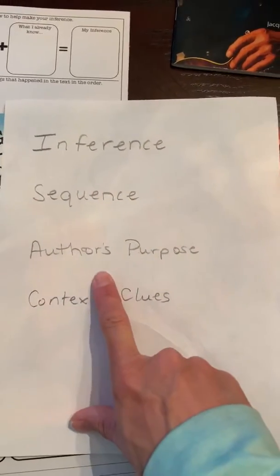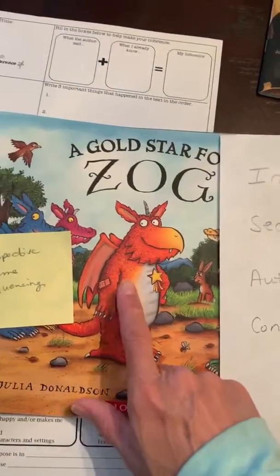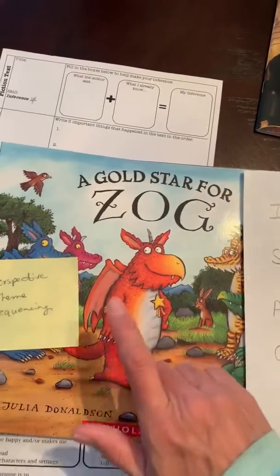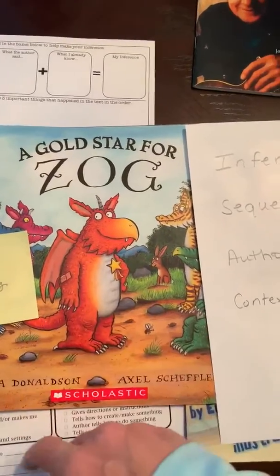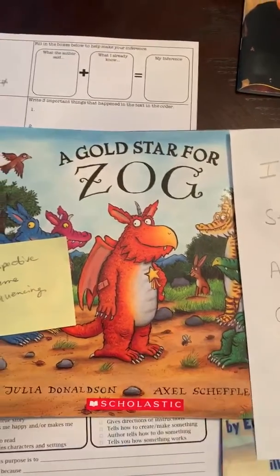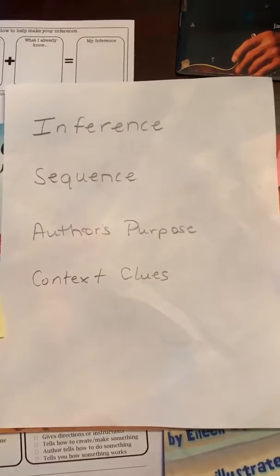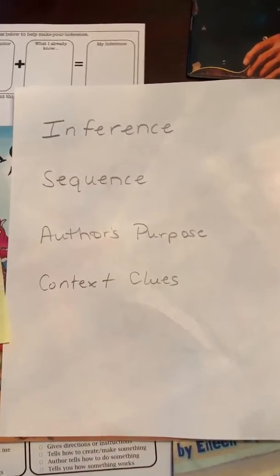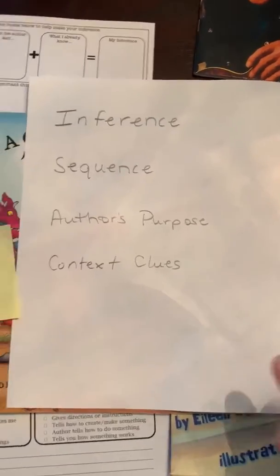The author's purpose we talked about already. In this case, it wasn't trying to persuade you to do anything. It wasn't trying to persuade Zog to become a doctor's ambulance. It was definitely just to entertain. And then we talked about those context clues. I want you to go back and look up when you get a chance. Those are really the skills besides character, setting, and plot that I pulled out.